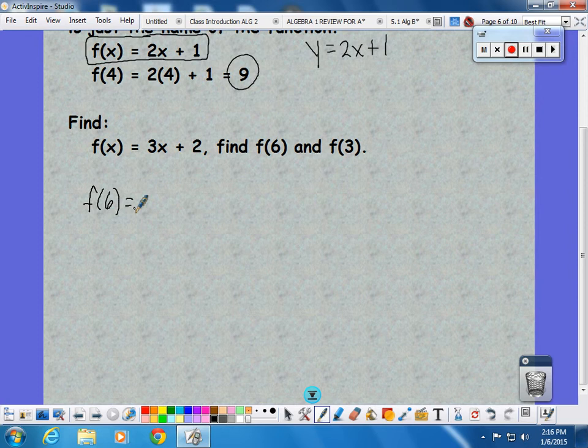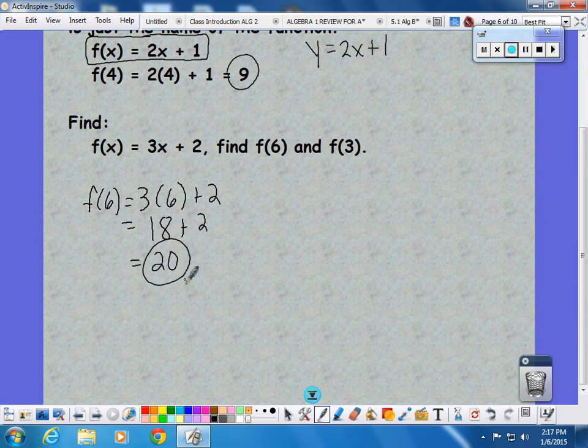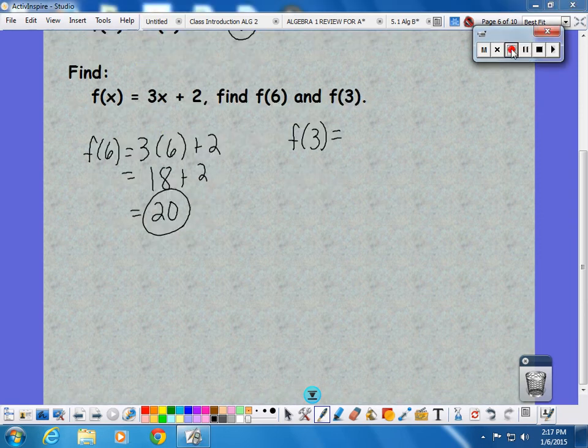We're going to find f of 6. And so in the place of x, I'm going to put a what? It tells me right there, a 6. So 3 times 6 plus 2. What is 3 times 6? 18, and what's 18 plus 2? 20. That's it. That's all you do. So you just plug in where the x is, and then just solve it. All right, so you guys find f of 3, and then we'll do it for $1.